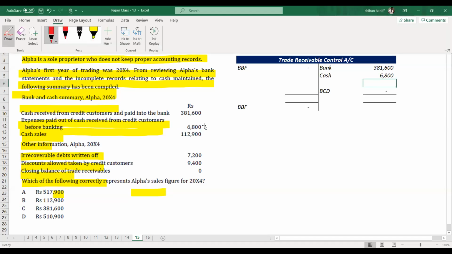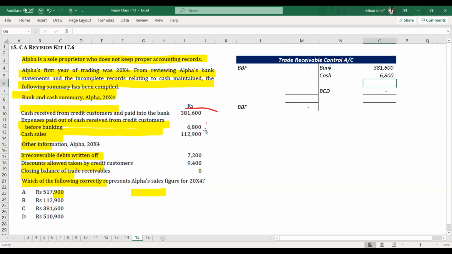So this is the total cash received from the debtors, 381,600, which was banked. Another 6,800, which was paid for the payments. Then also we have recoverable debts.